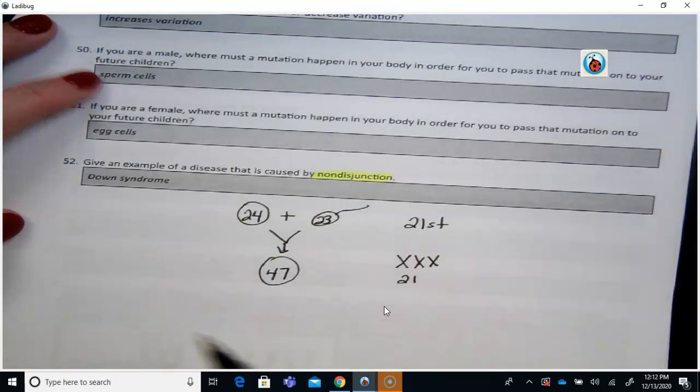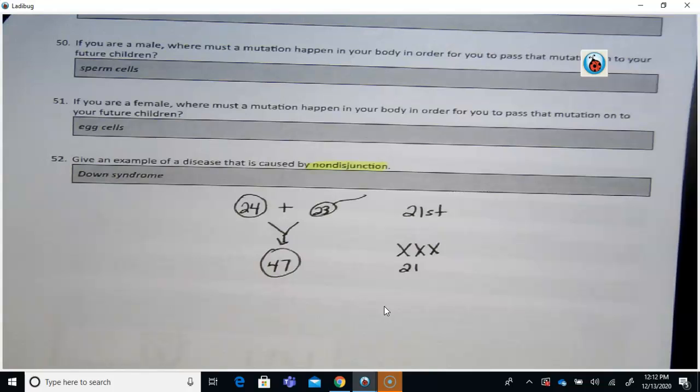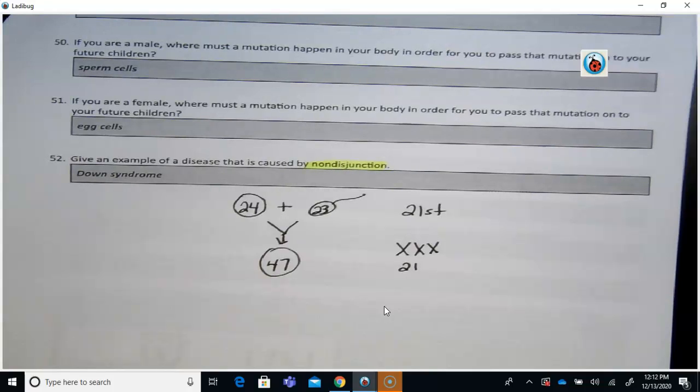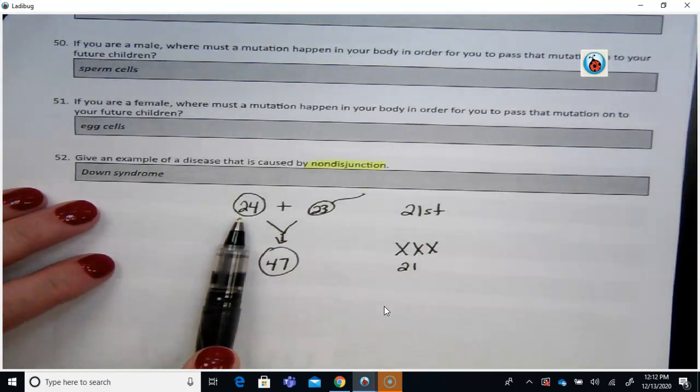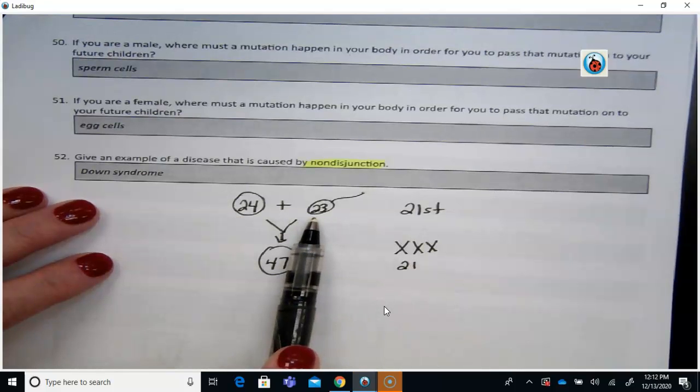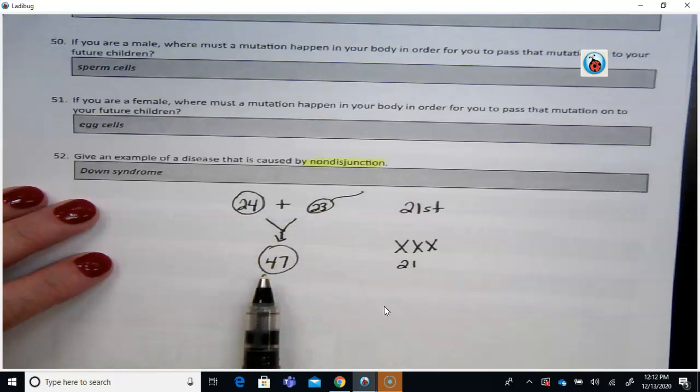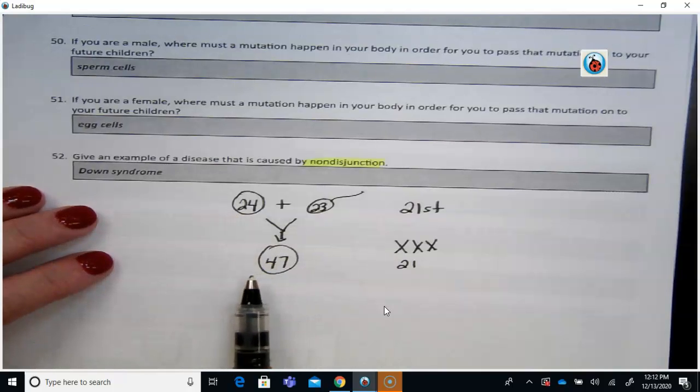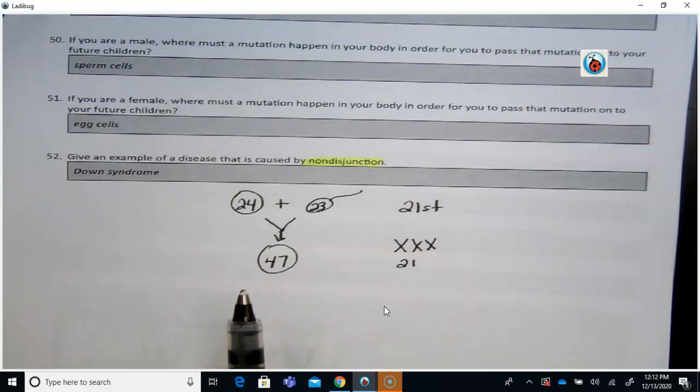Number 52, give an example of a disease that is caused by something called non-disjunction. Non-disjunction is when the chromosomes don't separate properly in meiosis. So you end up having egg and sperm cells having too few or too many chromosomes. So for example, if I've got an egg cell that has an extra chromosome, 24, and a normal sperm cell, 23, 24 plus 23 is going to make 47. So this person has an extra chromosome.